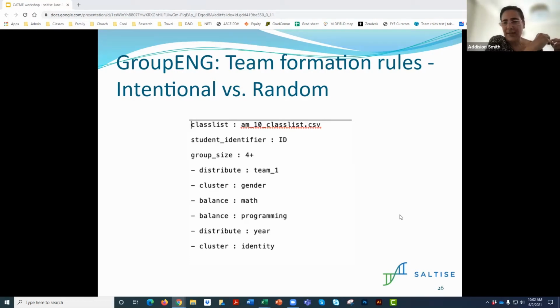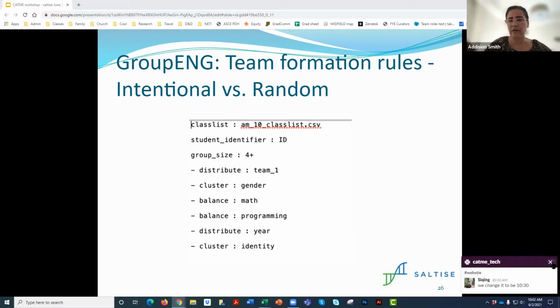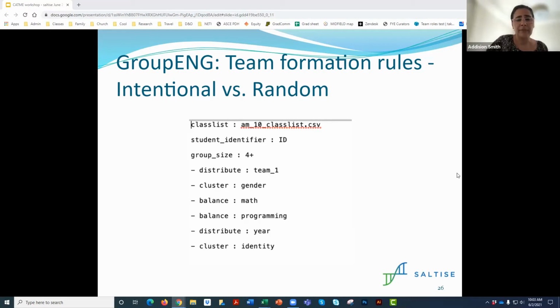Same thing with identity in terms of race. For this particular grouping, I wanted to balance math and programming, meaning I wanted groups to have the same average grade of math and programming. Distributed year in this case, and all of these rules have their equivalent in CATME, by the way. For this particular grouping, I wanted a freshman, sophomore, whatever. I didn't want a whole group of only freshmen or only sophomores. I wanted to have sort of a diverse group. And again, CATME is very capable of doing that. Next slide, please.